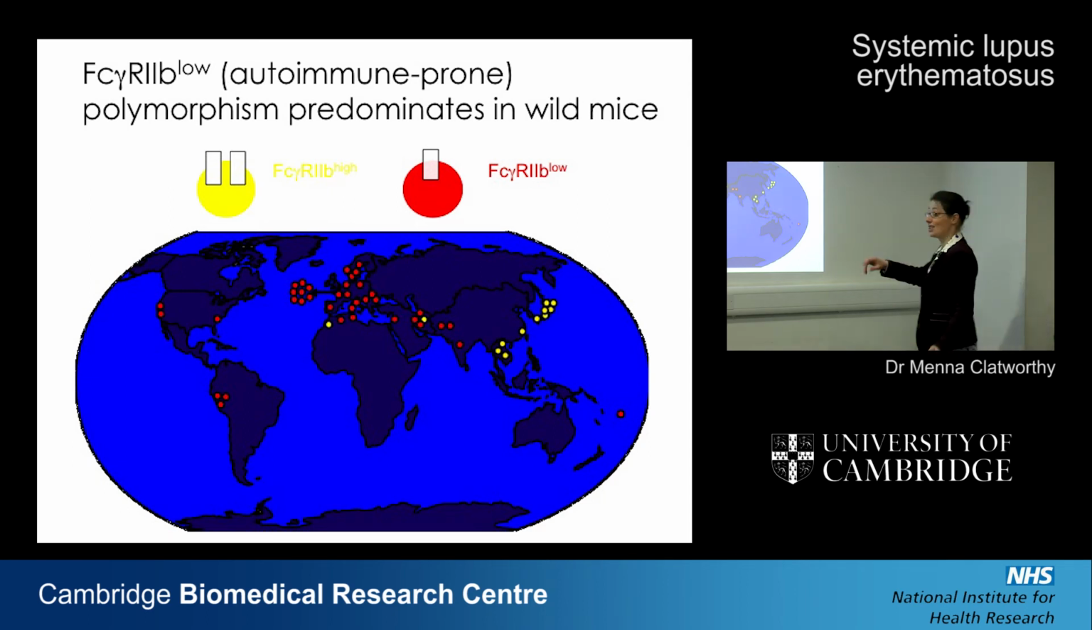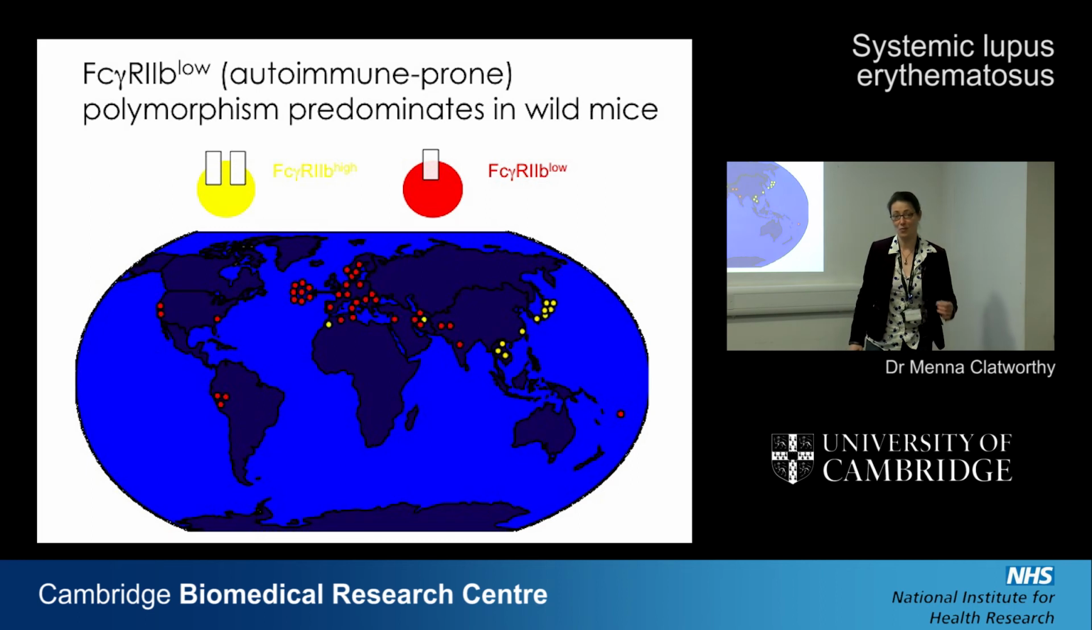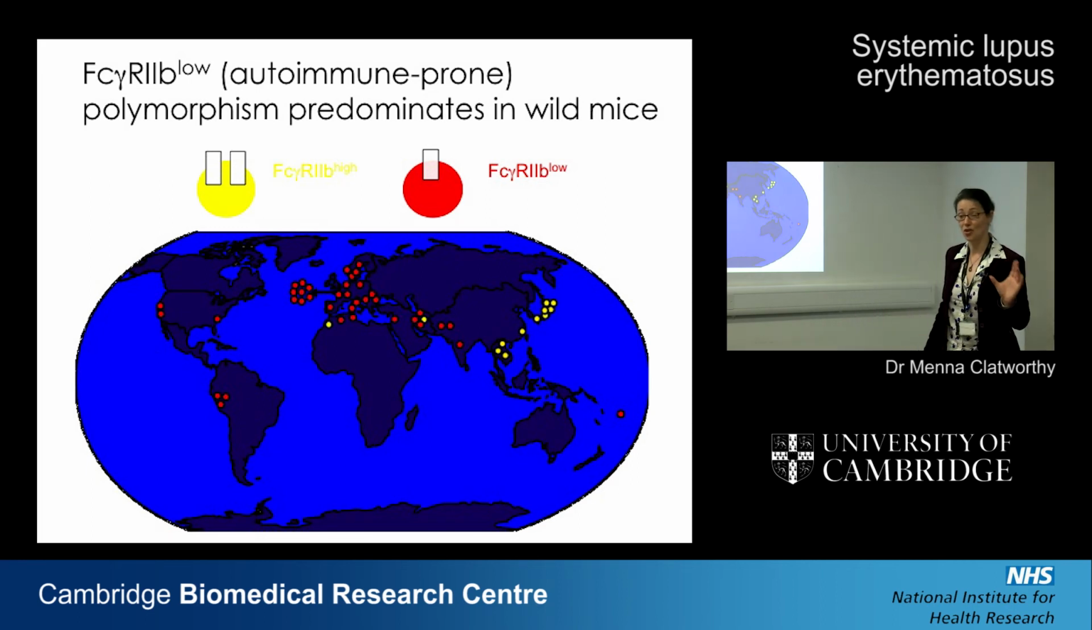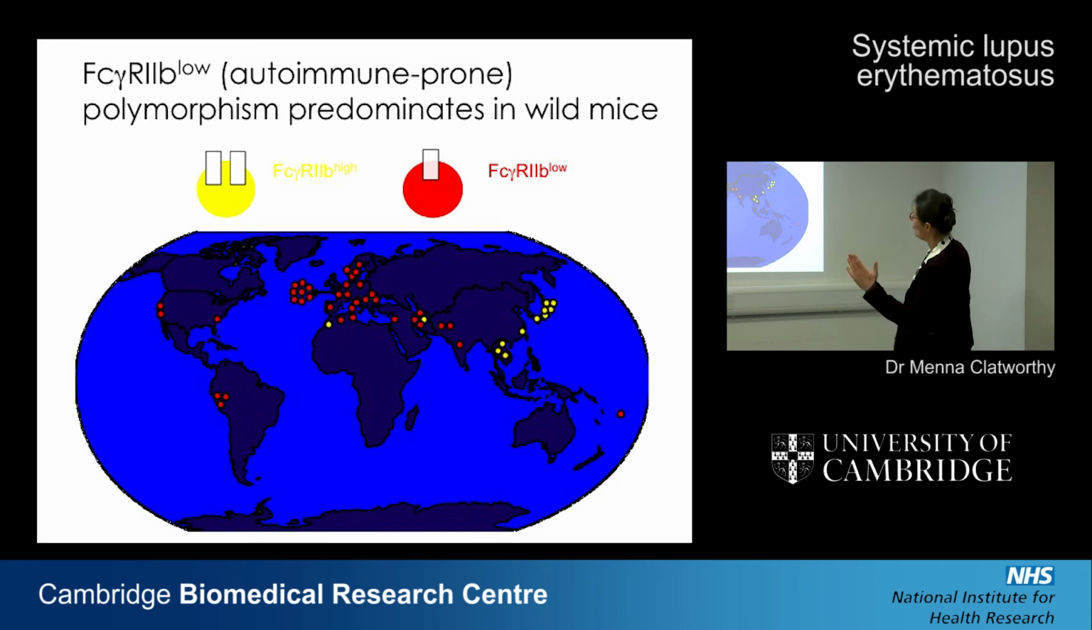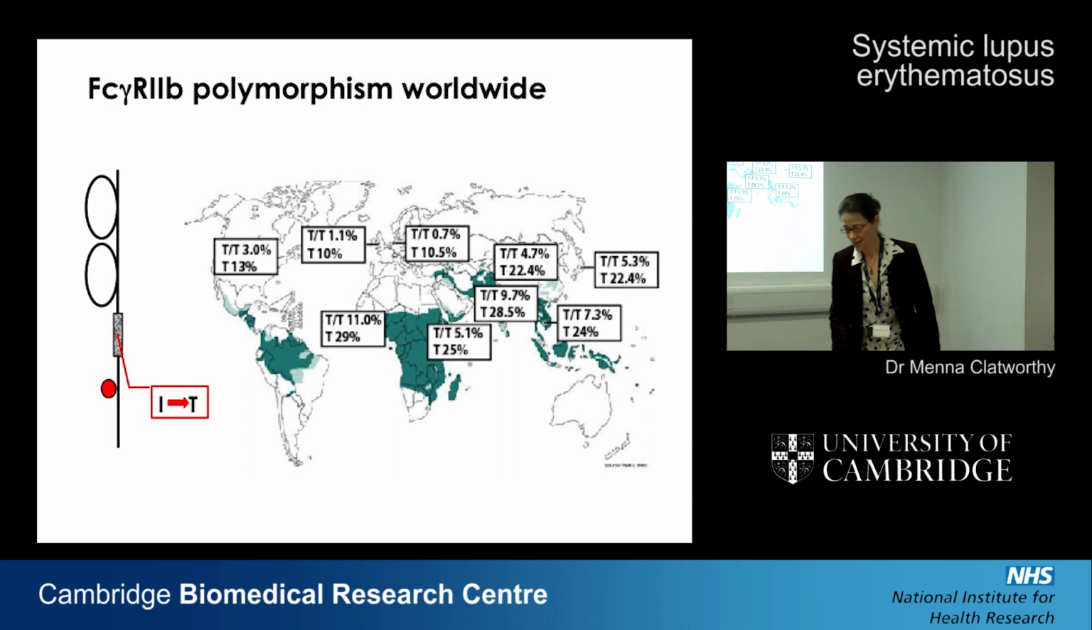And in fact, going back to my Japanese mouse fanciers story, that wild type non-deletion is actually present in wild mice there, and that's why it's what's present in our inbred strains, because that's where they come from. But if you look worldwide, it's actually the autoimmune prone promoter that is dominant.